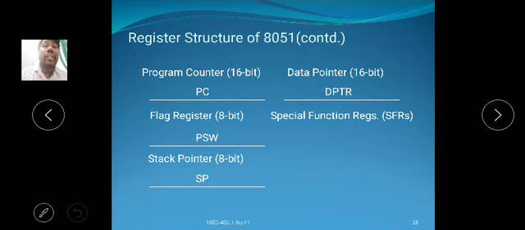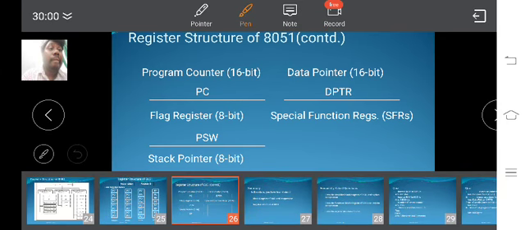The special function registers are the timer control registers, that is TMOD and TCON, interrupt control registers, interrupt enable and interrupt priority, SCON, PCON, and 4 ports, P0 to P3. This is the entire register structure of the 8051 microcontroller.